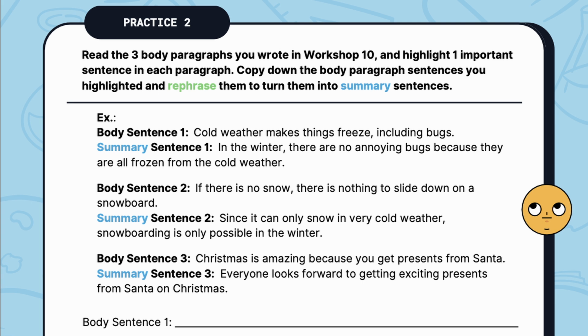For example, the body sentence number 1 is, cold weather makes things freeze, including bugs. The summary sentence is, in winter, there are no annoying bugs because they all froze from the cold weather. The body sentence for number 2 is, if there is no snow, there is nothing to slide down on a snowboard. The summary sentence for this is, since it can only snow in very cold weather, snowboarding is only possible in the winter. The body sentence for number 3 is, Christmas is amazing because you get presents from Santa.